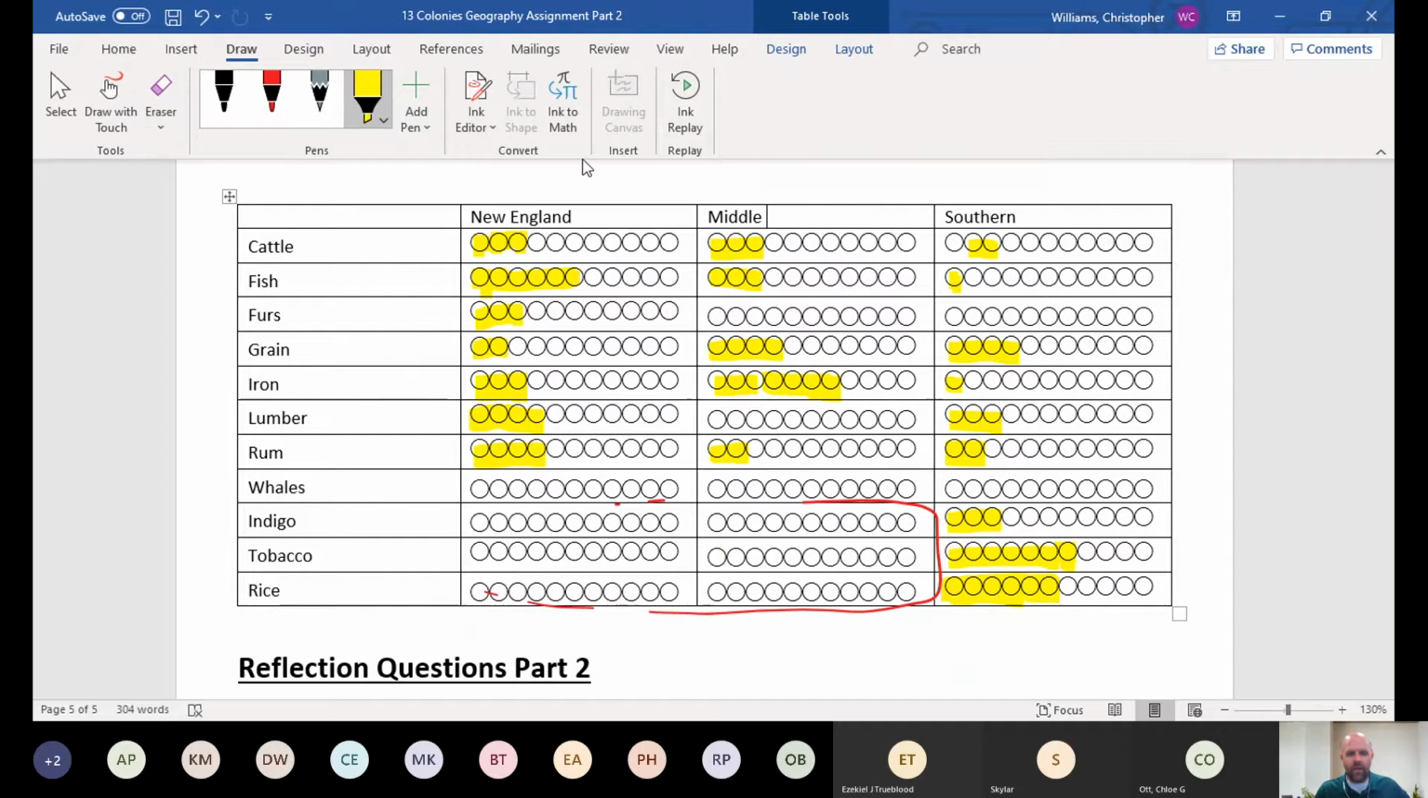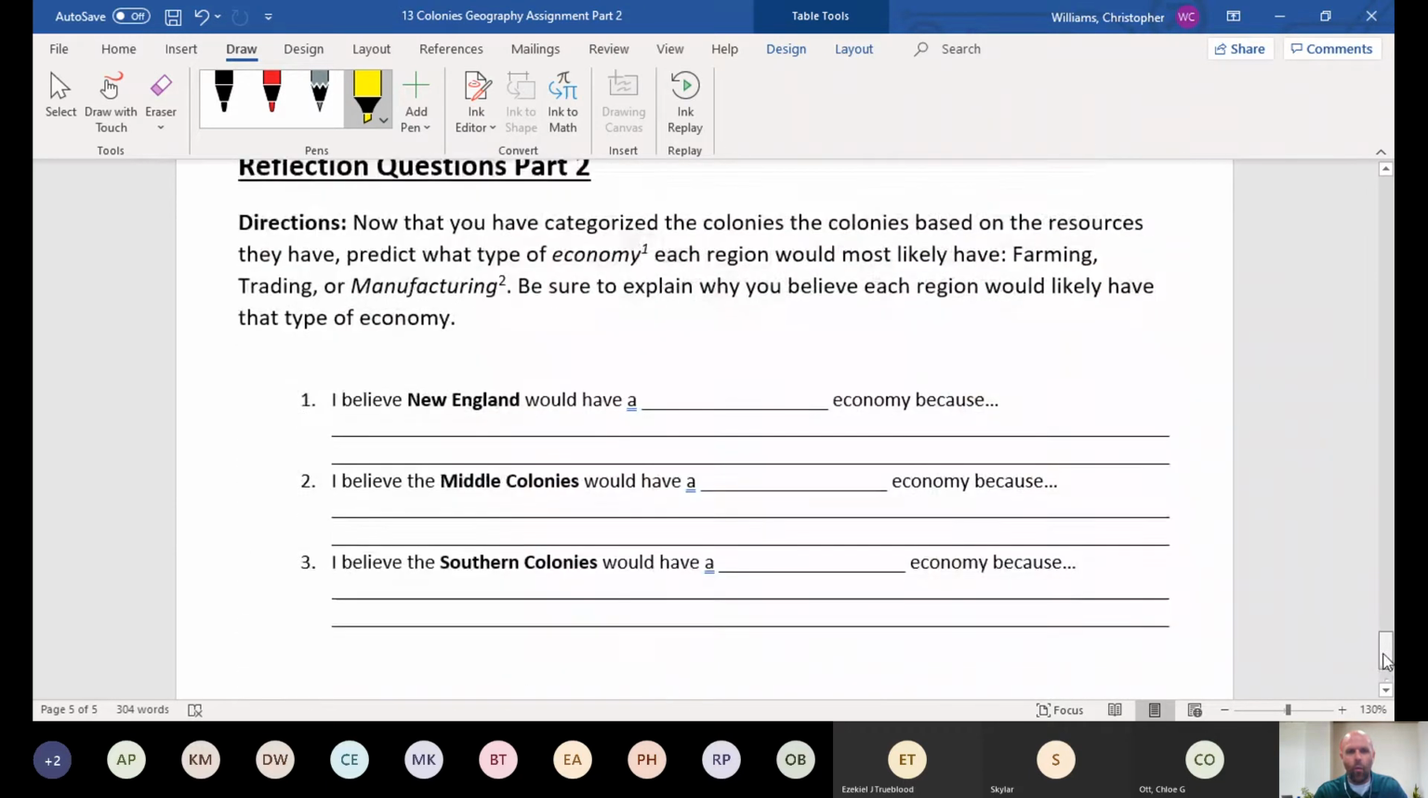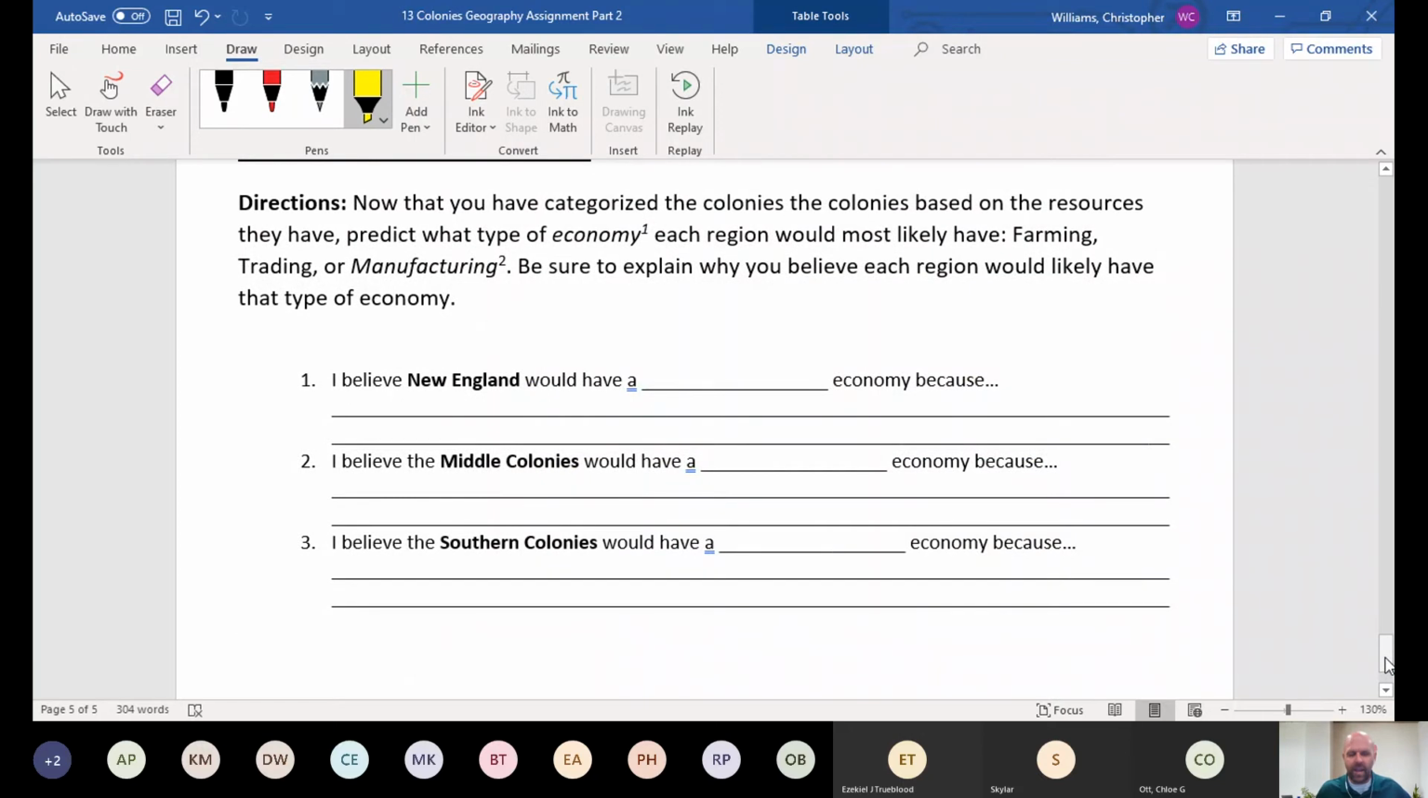Okay. So what we have to do here is use this information to go down to the next part and determine which type of economy we are going to categorize each region as. So in other words, what are we going to identify for New England? What are we going to identify for the middle? And what are we going to identify for the southern? And I will tell you right now that you need to have a different type of economy for each. It's not going to be repeating.